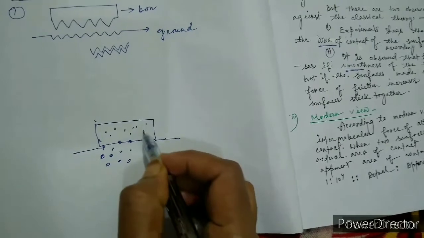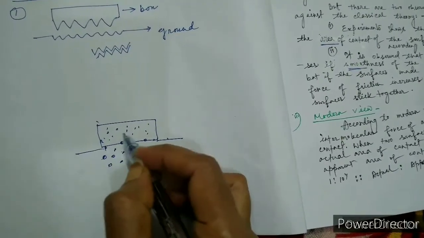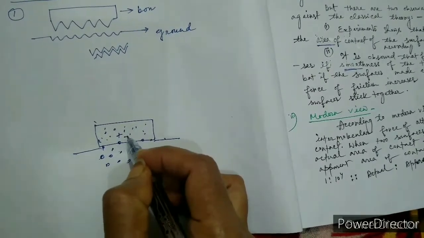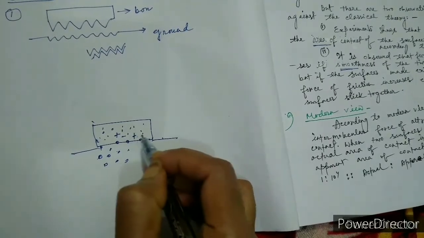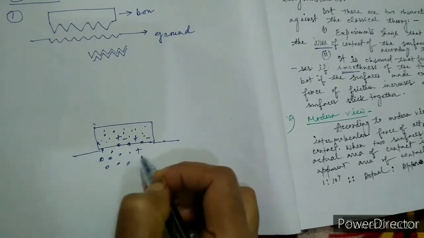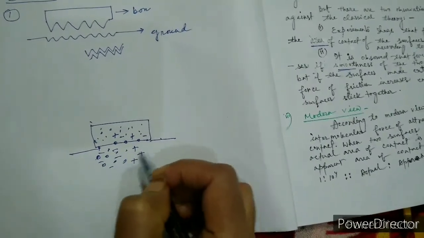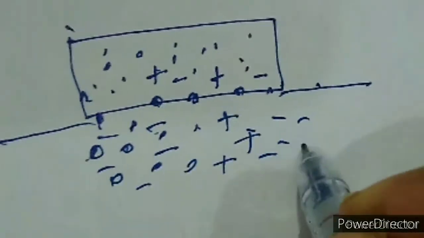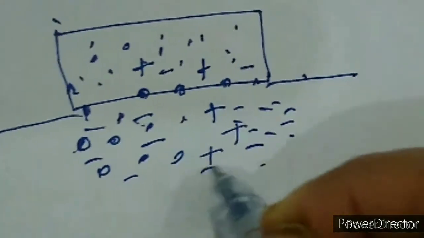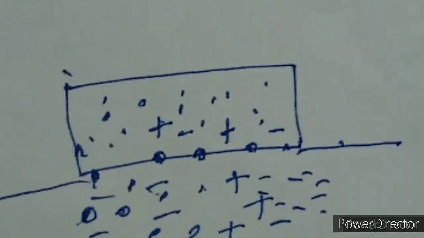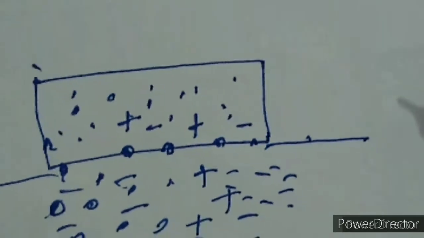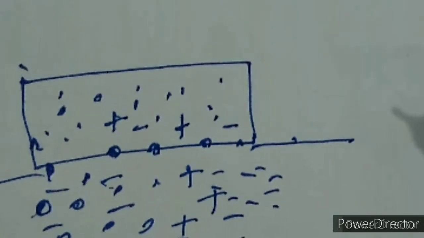And you know inside the molecule the protons, that is the positive charge, and the negative charge are present. Because of the attraction of these positive and negative charges, this friction is generated. Understood? So this is according to the modern view, and that was according to the old view. Okay, students, the next portion we will read in our next video.